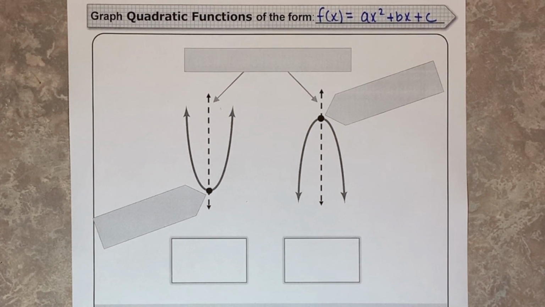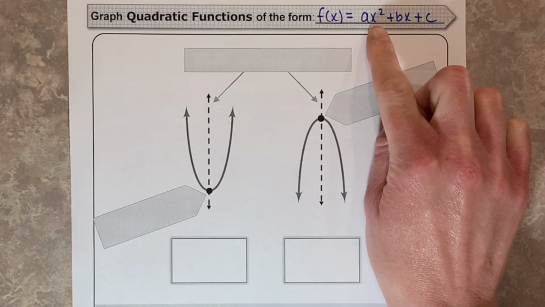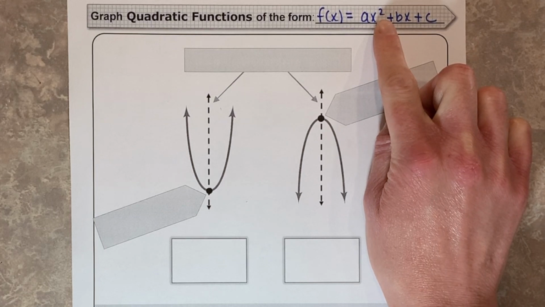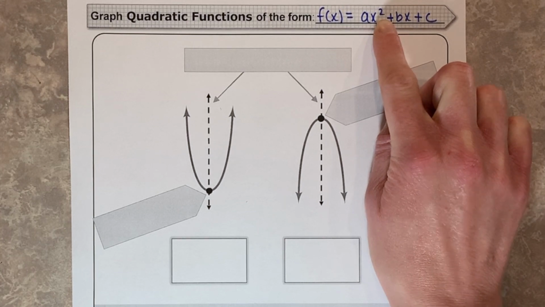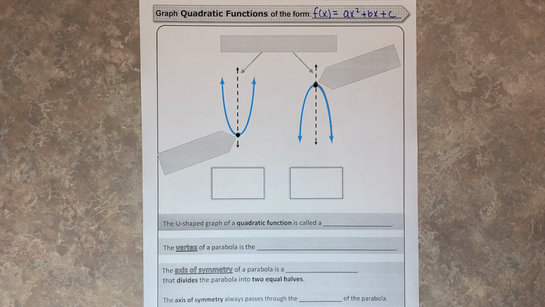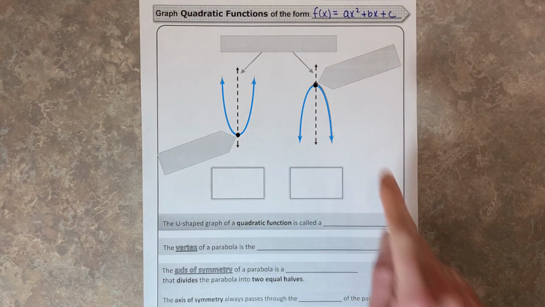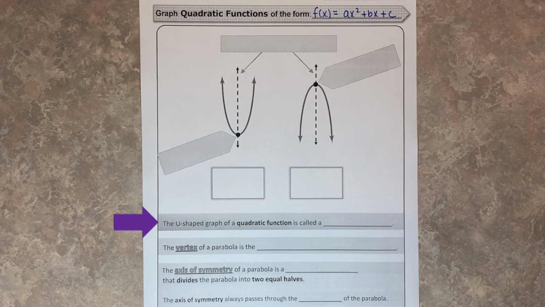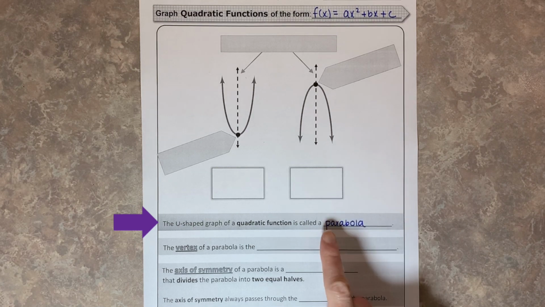A quadratic function means that your function has to have an x squared term, and it will have nothing higher than an x squared, so it will not have any x cubes, for example, or x to the fourths. Anytime we graph a quadratic function, we're going to get a U-shaped graph like you see here. The U-shaped graph of a quadratic function is called a parabola.